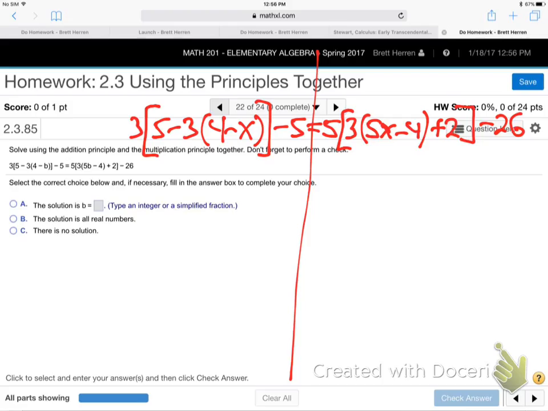Okay. All right, here we go. You ready? 5 minus 3 is 2. Like that. Is that good? 5 minus 3 is 2. Everybody with me so far? Let's do this last one. It's important. It's the worst one, looks like.